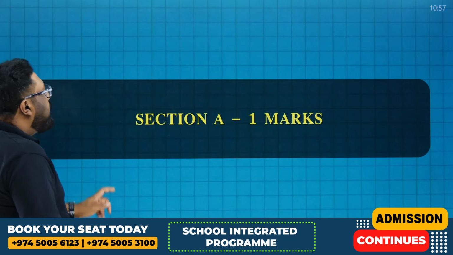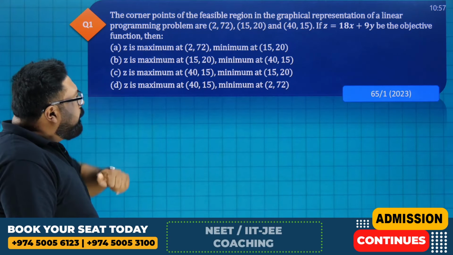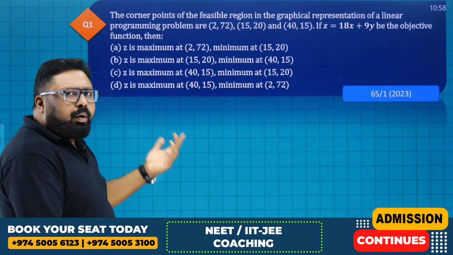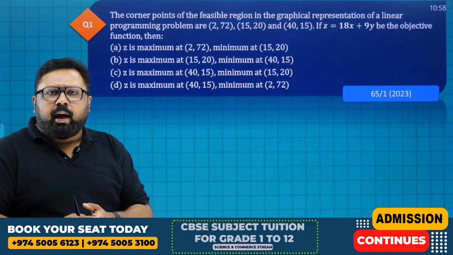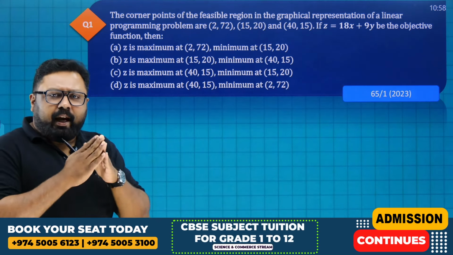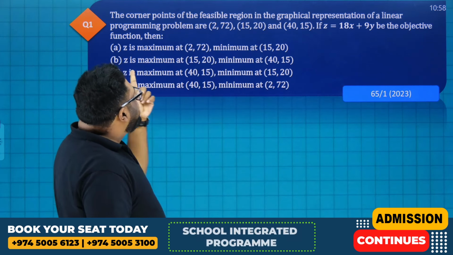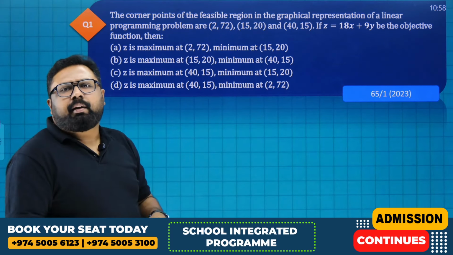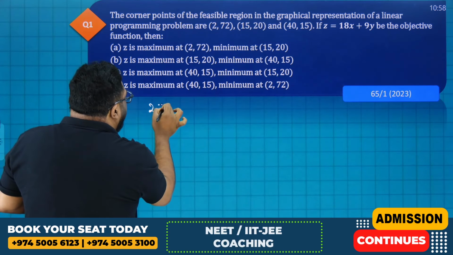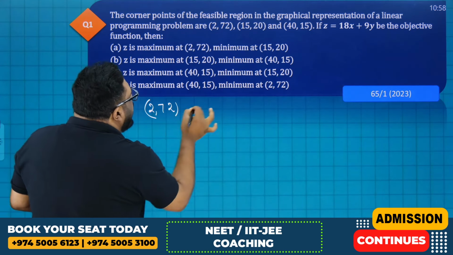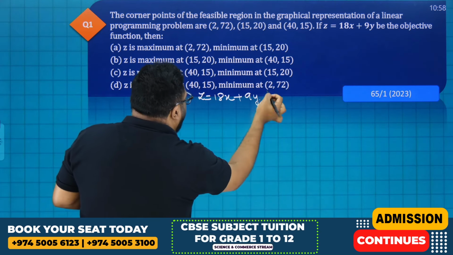Question number 1. This is an MCQ, my dears. Please read it. The corner points of the feasible region are given to you. We know that a feasible region of an LPP has corner points, and our solution always exists at the corner points. They're asking which corner point gives the maximum value and which gives the minimum value. You just have to substitute each corner point in our objective function z = 18x + 9y.